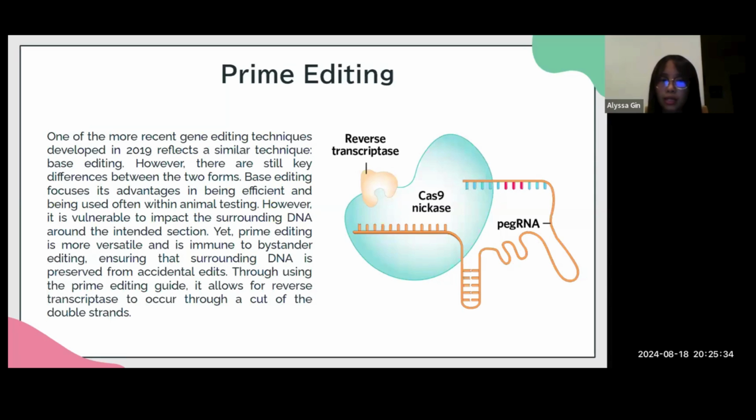Yet, prime editing is more versatile and is immune to bystander editing, ensuring that the surrounding DNA is preserved from accidental edits. So through using the prime editing guide, as shown on the right, it allows for reverse transcriptase to occur through a cut of the double strands.